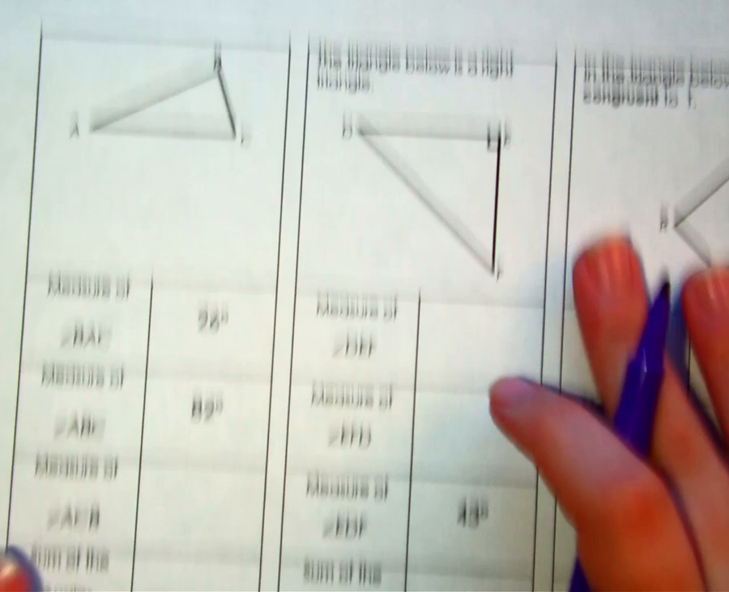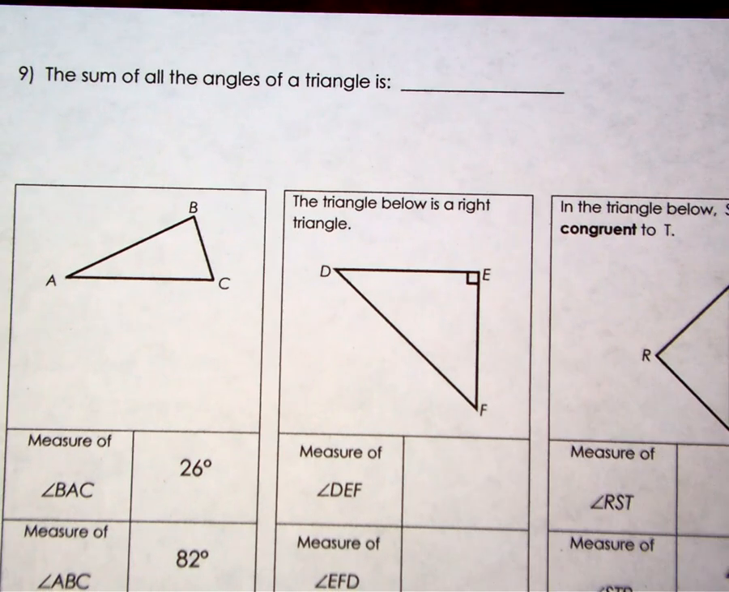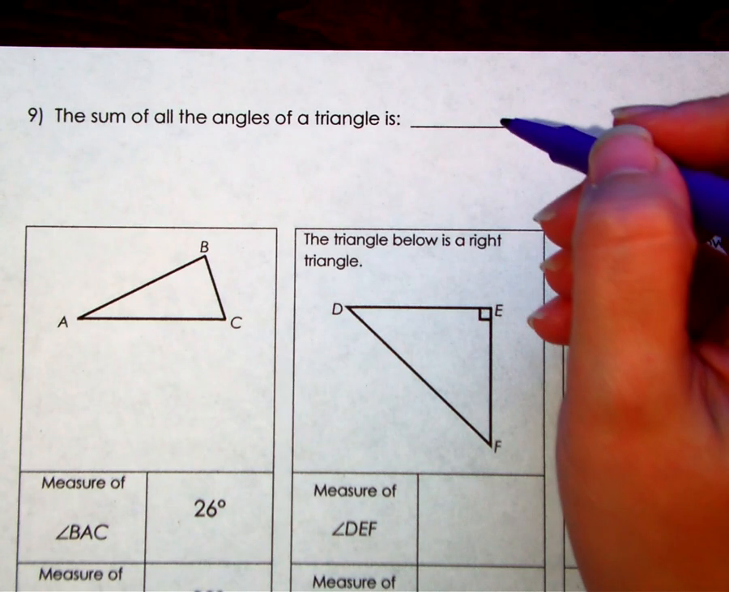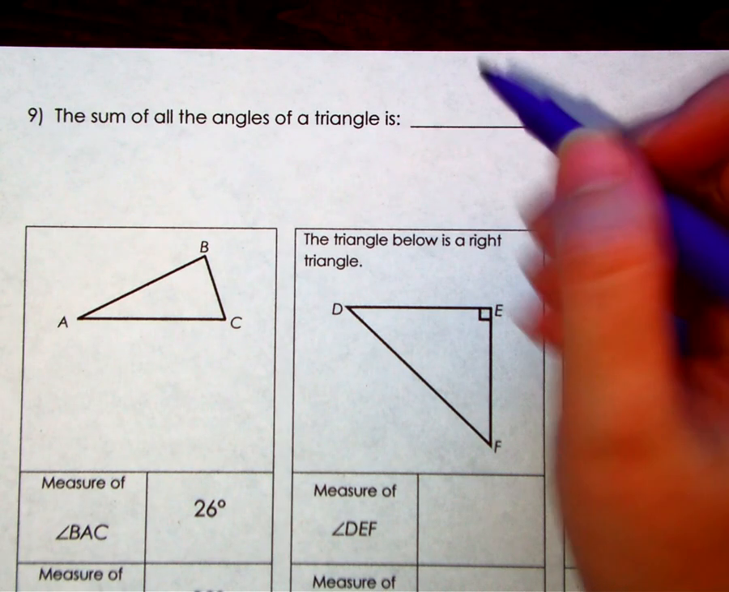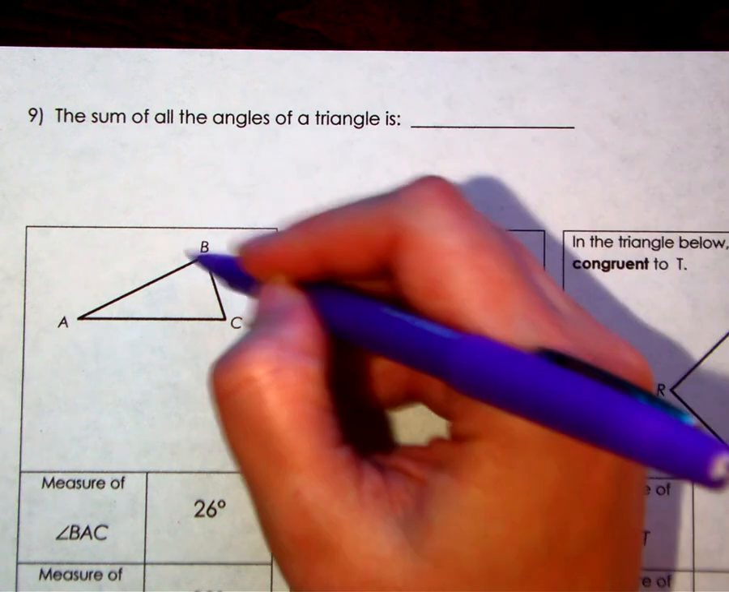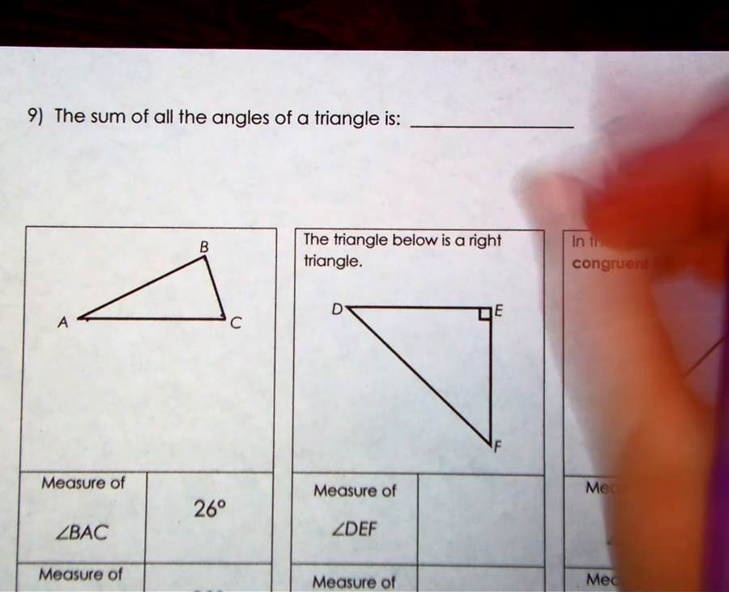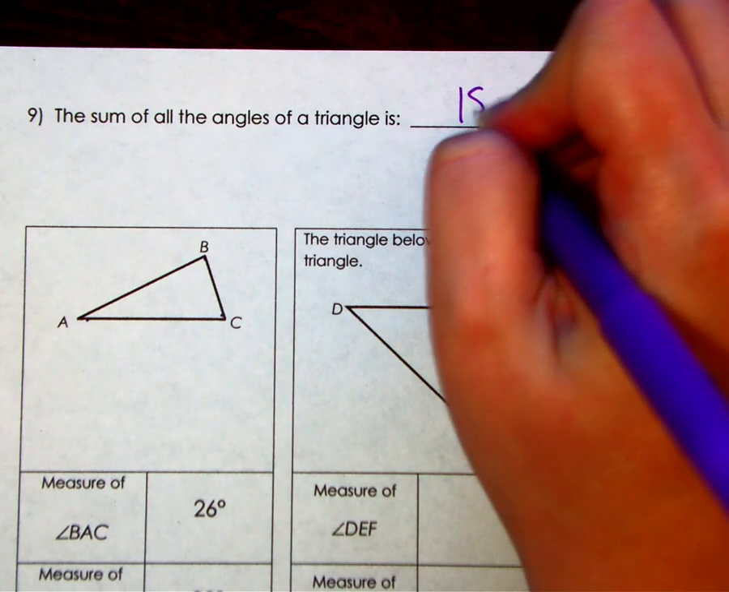Okay. All right. The last little bit of your last test that you guys took. The top part: every single triangle has the same number of degrees. So in all 3 angles, if you add them up, it's supposed to equal 180 degrees.